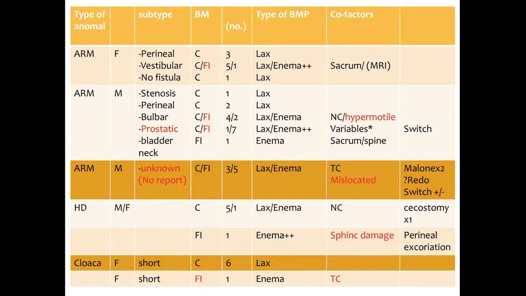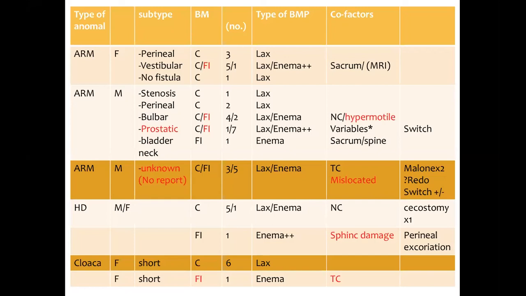The next group is the ARM boys. We have stenosis, perineal, bulbar, prostatic, and bladder neck. As you can see, the higher the anomaly, the more you see them coming with fecal incontinence. The stenosis and the perineal and most of the bulbar are constipated and managed with laxatives. I have 2 patients in the bulbar group with fecal incontinence and they are on enemas. One of them is non-compliant to laxatives and that's why we switched him to enema.